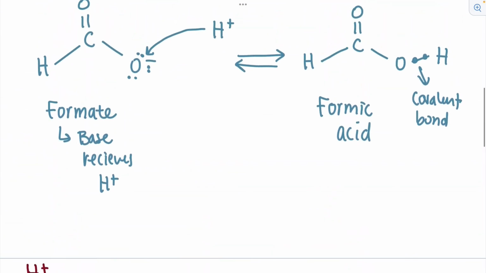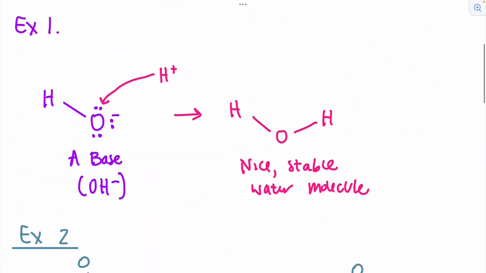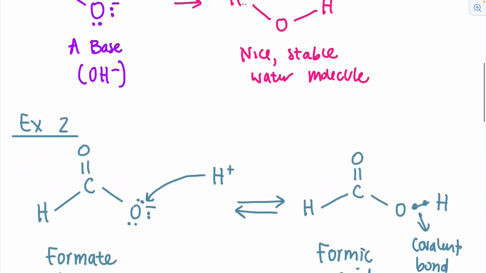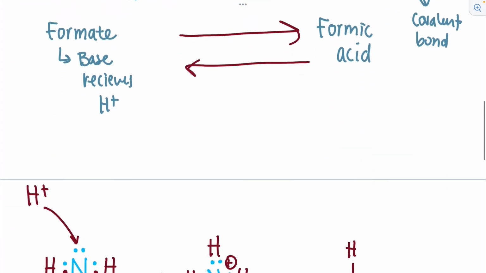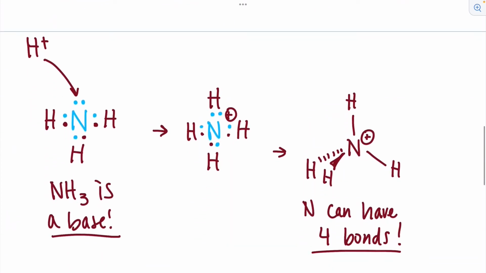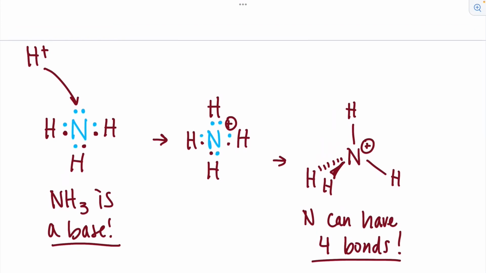Okay, so to recap, bases will accept hydrogen. Some reactions are reversible, meaning they can go forward, which would be like this direction, and they can go backwards. And some things can do some unexpected things, like nitrogen can have 4 bonds. All right, you should be able to do your homework now. There's some more video instruction on the homework if you need help with individual problems.